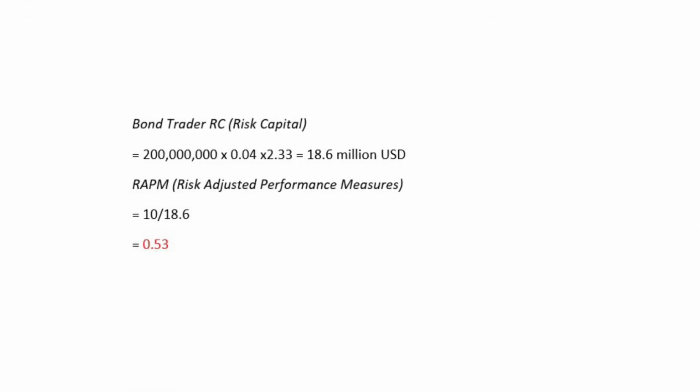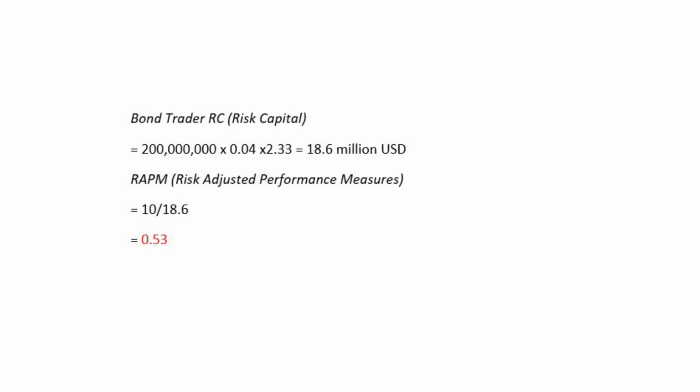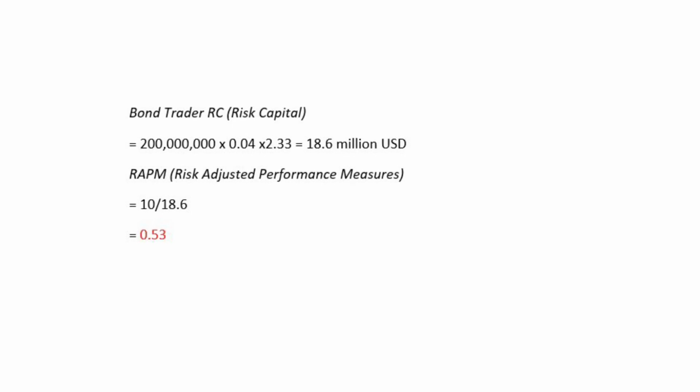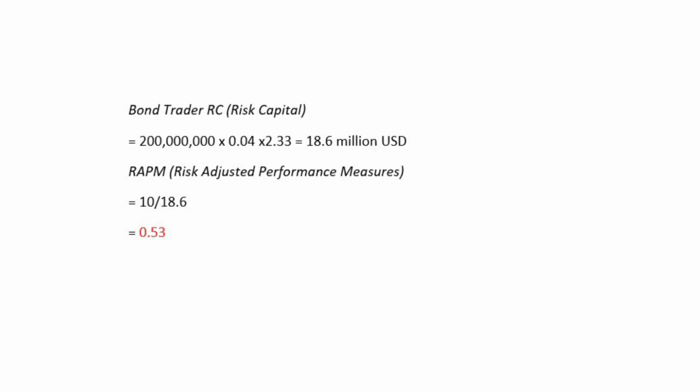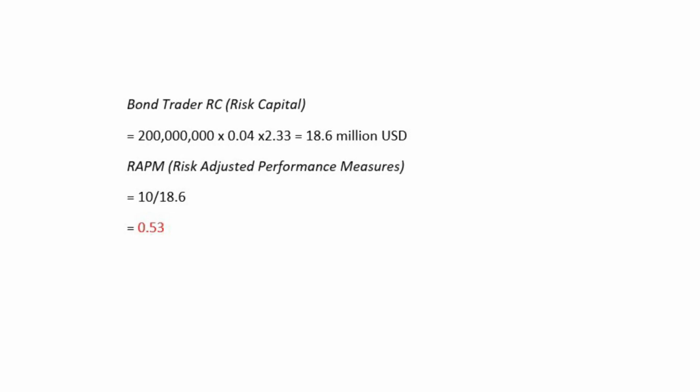For the bond trader's risk capital, we have to multiply the second column values given for the bond trader, that is 200 million USD into 4% into 2.33. That will give 18.6 million USD. Similarly, for the risk adjusted performance measure, that is RAPM, the profit is common for both, that is 10. So 10 by 18.6 will give 0.53. Of these two, the best one is the one with the higher RAPM. The higher RAPM is for the bond trader, that is 0.53. So this one is the preferable one.